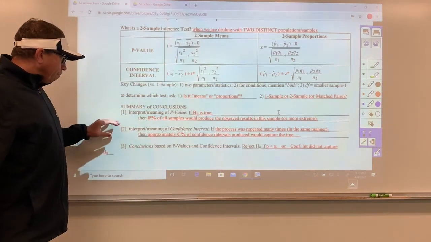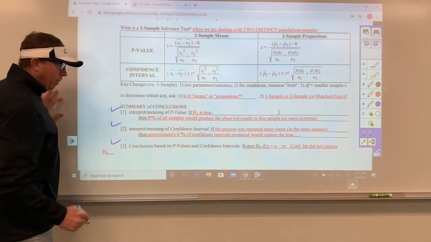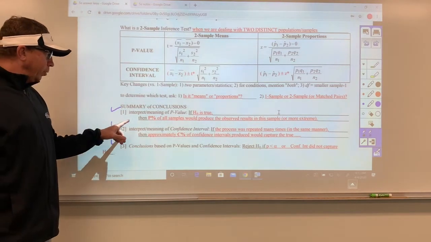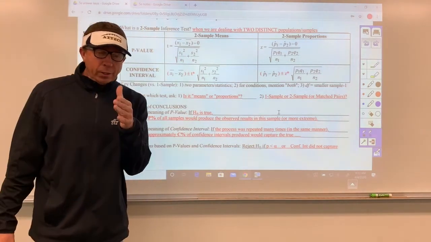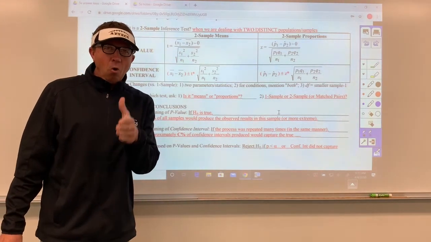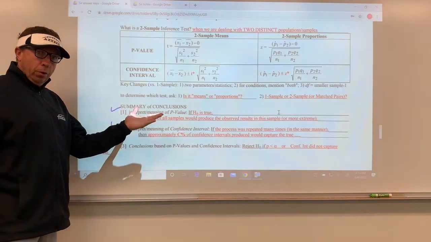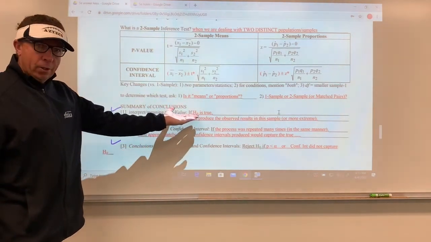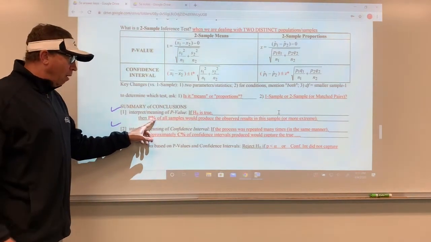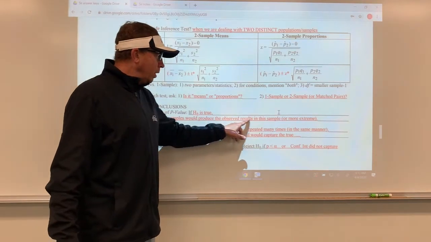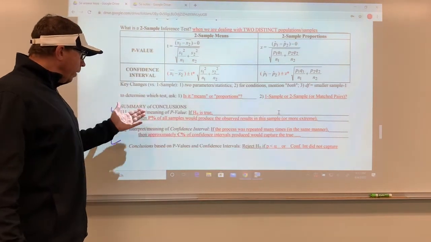All right, now, there are 3 sentence frames you should be familiar with, okay? One of them is interpreting the meaning of the p-value. Now, the p-value assumes H0 is true, okay? So, if H0 is true, and you can write that out in terms of the problem, then, let's make up a percent, 5% of all samples would produce the observed results in this sample, or more extreme, okay? So that's something you should know.